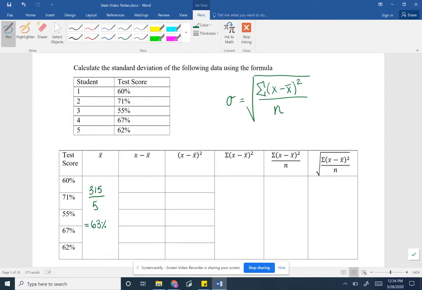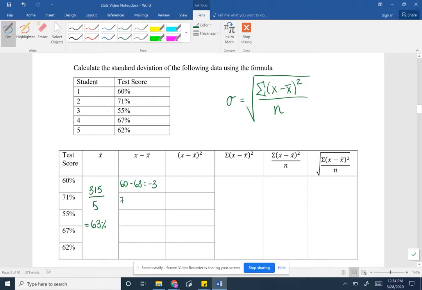All right, the next part of this formula is the X minus X bar. What this is saying is that we're going to take every individual test score and we're going to subtract away the mean or the average. If you get a positive or a negative number, you're going to keep it. It's all good. So for this first one, this student got 60% and the average is 63. So they have minus 3 as the X minus X bar.